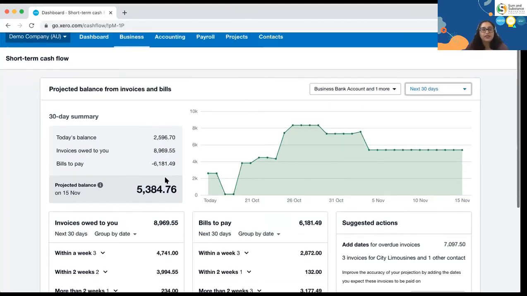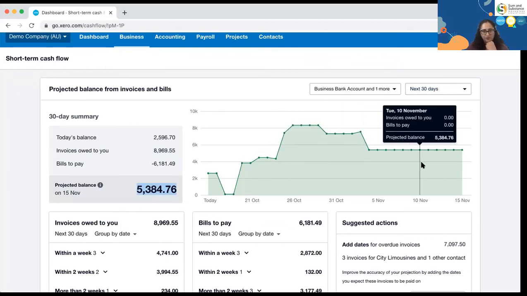And what I expect is, now, these are invoices owed to me. Now, this must be due within the 30 days for it to be there. So what it is telling me is in the next 30 days, it expects me to receive 8,900. It expects me to pay 6,100. And that would be the bank balance as on 15th of November, right? So this is good, right? This is good for a quick look.